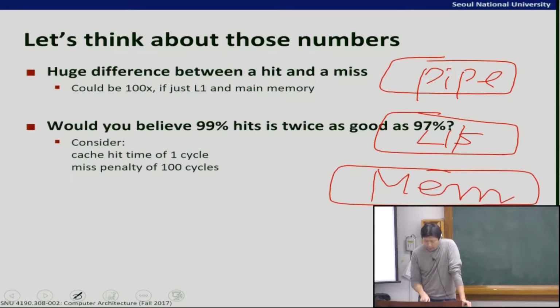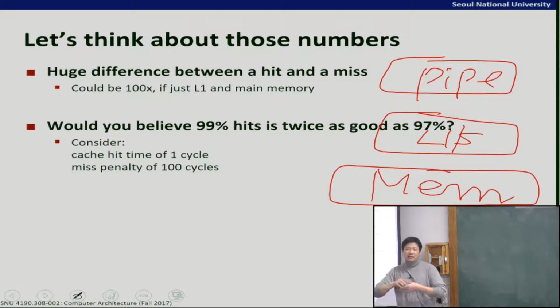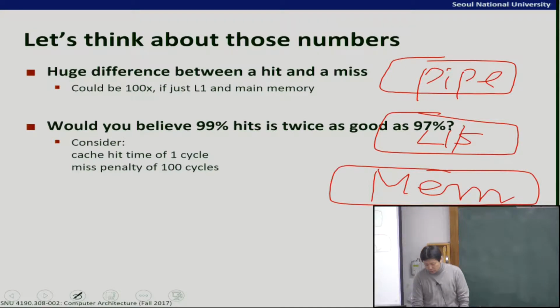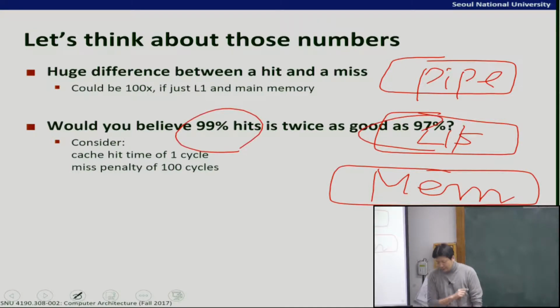Okay, but would you believe 99% hit is twice as good as 97%? If you hear that one cache has a 99% hit rate, and the other cache has 97%, then you think, oh, what's the difference? It's just a 2% difference. What's the deal? You may think in that way, but that's actually not true. It actually has a huge difference. 99% hit rate and 97% hit rate actually has as much as 2x difference in terms of average memory access time. Okay, let me explain why.